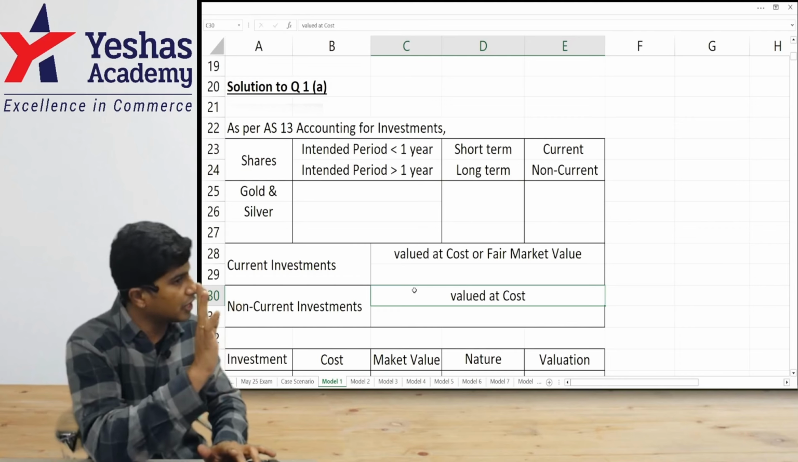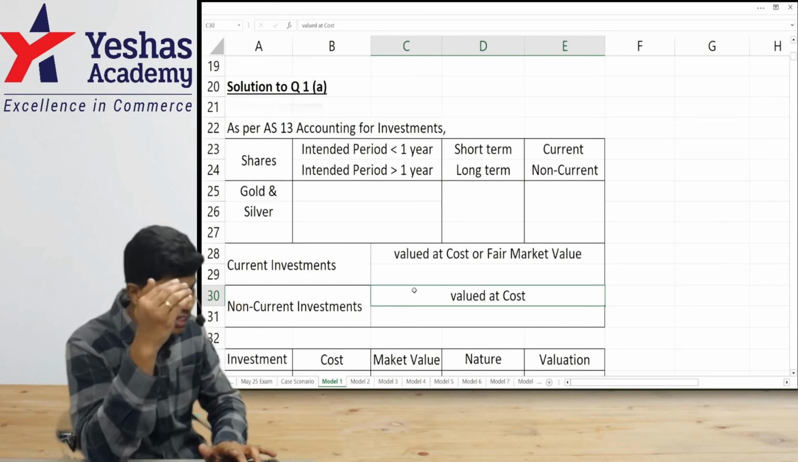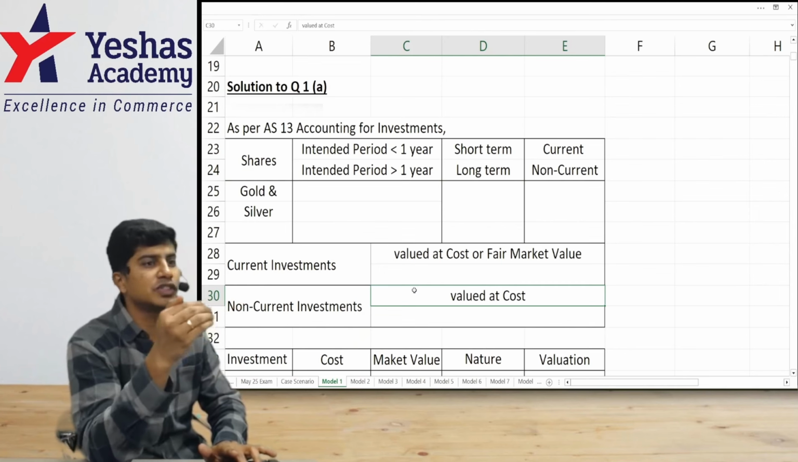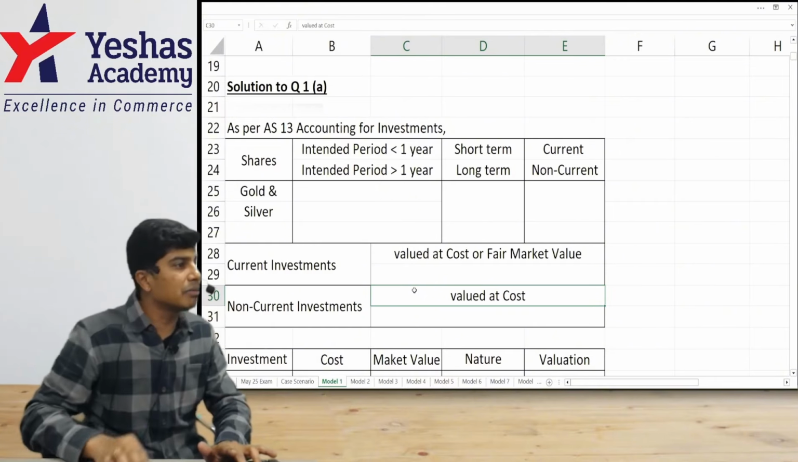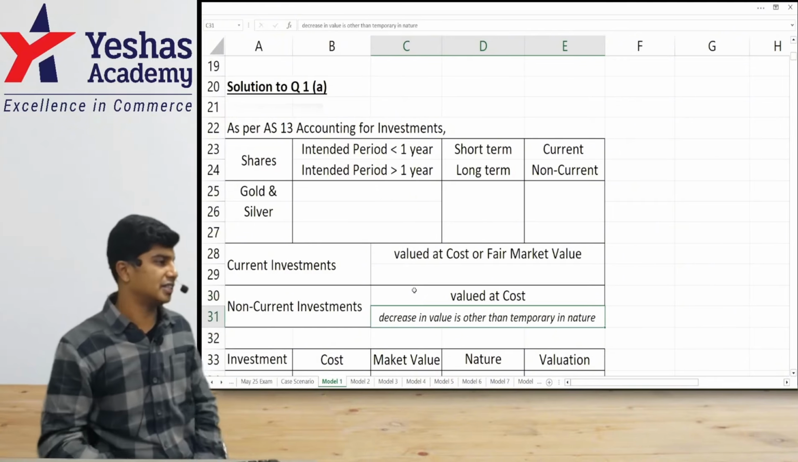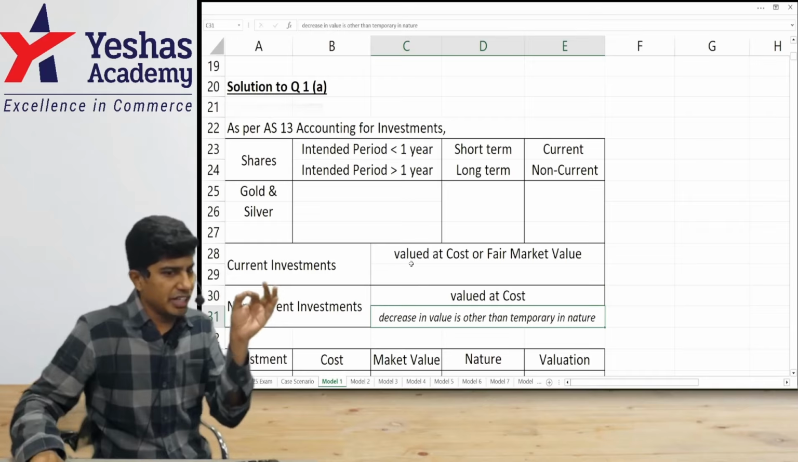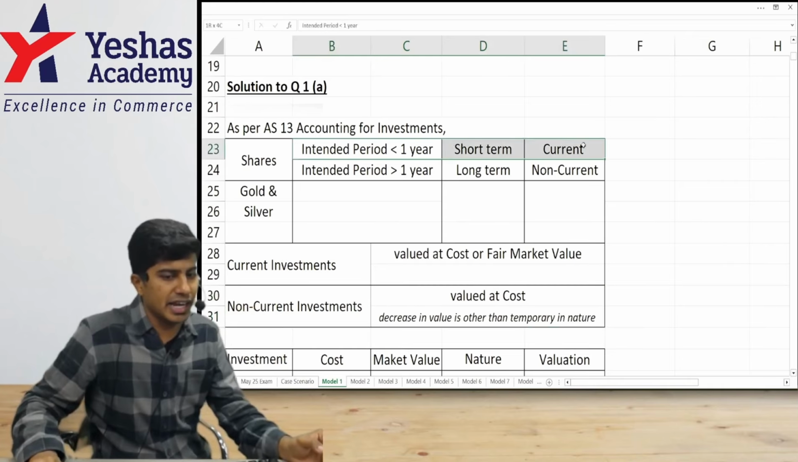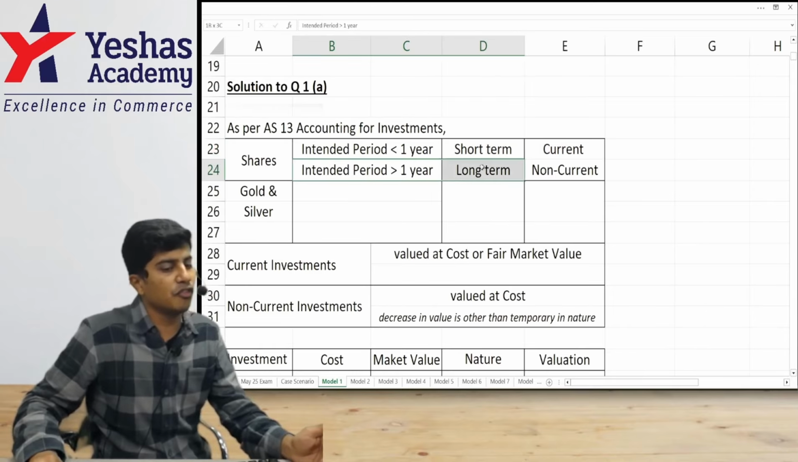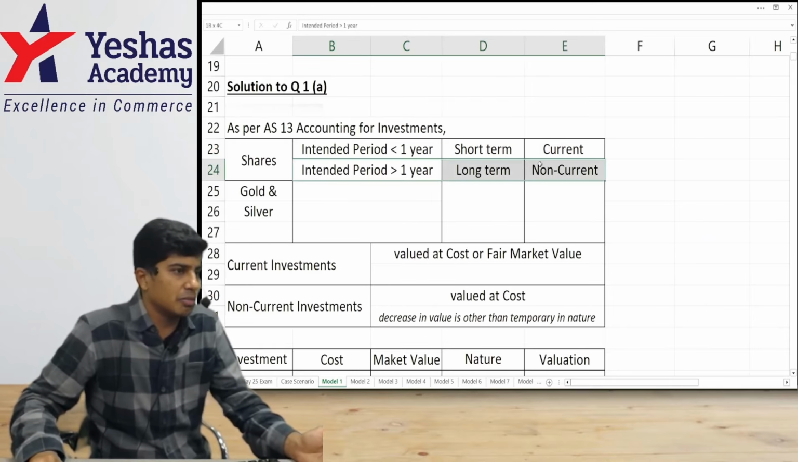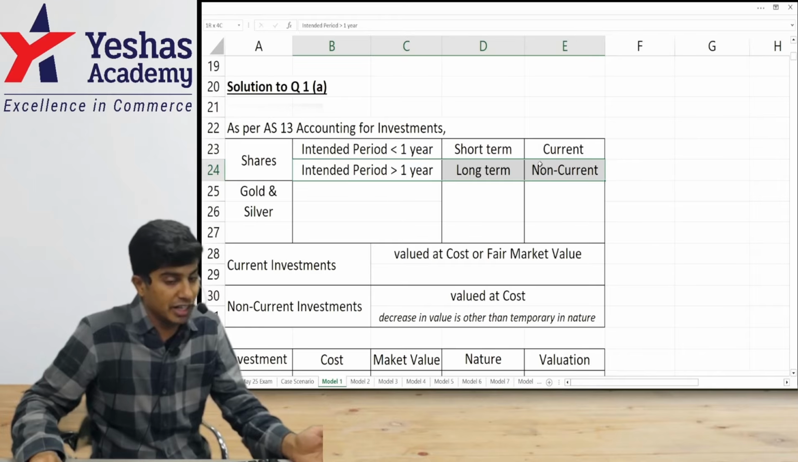It will continue to be valued at cost unless such decrease in the price of such investment is not temporary, that is permanent in nature. This is what the standard says. If shares are intended to be held for a period less than a year, it is short term or current investments. If shares are intended to be held for a period longer than a year, it is long term or, sorry, non current investments.